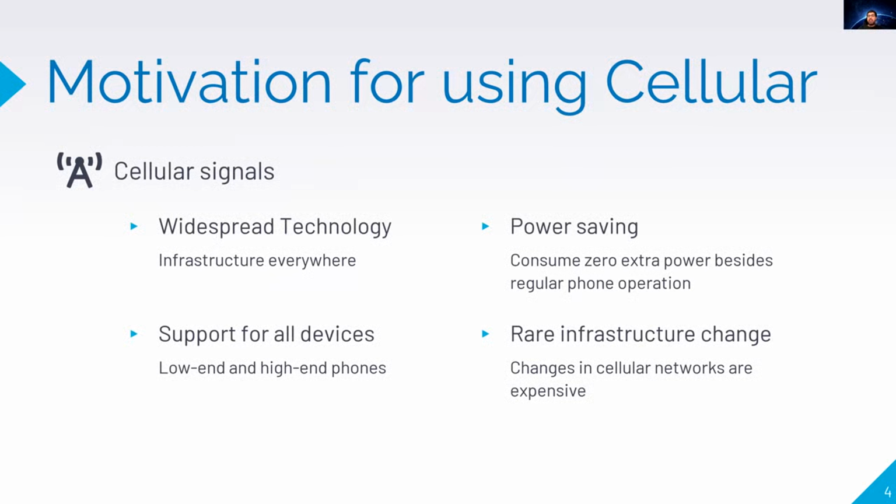We adopted cellular signals in this work as it is a ubiquitous and widespread technology, and the cell towers are everywhere. Additionally, cellular signals are received by all cell phones, including low-end and high-end phones. The floor estimation system can work at the provider side or the client side with zero extra power consumption, in addition to the normal phone operation. The network has rare infrastructure changes due to the consequent expenses of doing this operation frequently. All these advantages, among others, suggest cellular signals as a promising ubiquitous solution for floor estimation.